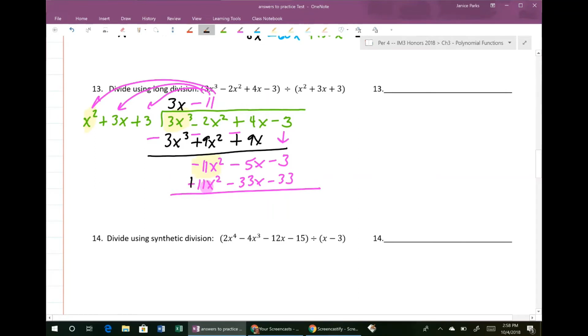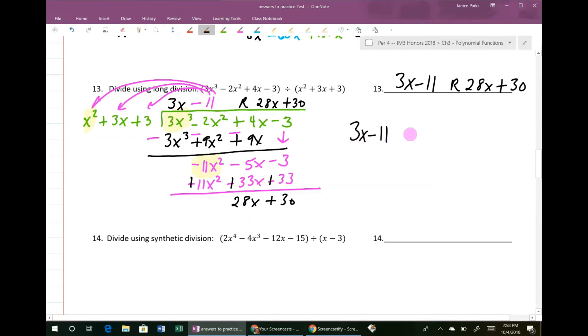Then you have to subtract. So that will give you 28x plus 30. That's your remainder. Alright, so we have 3x minus 11, remainder 28x plus 30. If you want to write it in fraction form, you would have 3x minus 11 plus (28x plus 30) over x to the third plus 3x plus 3.